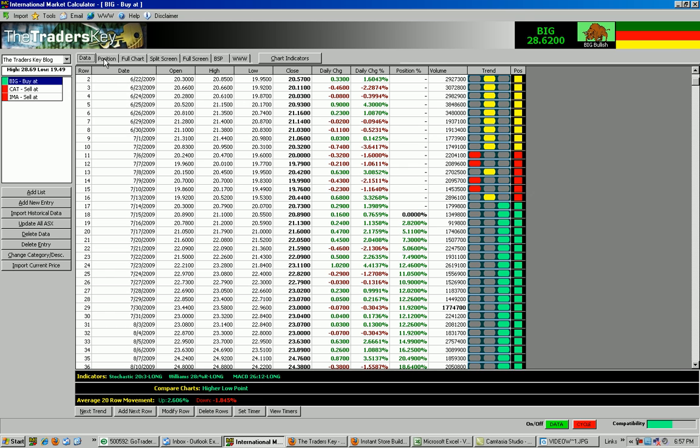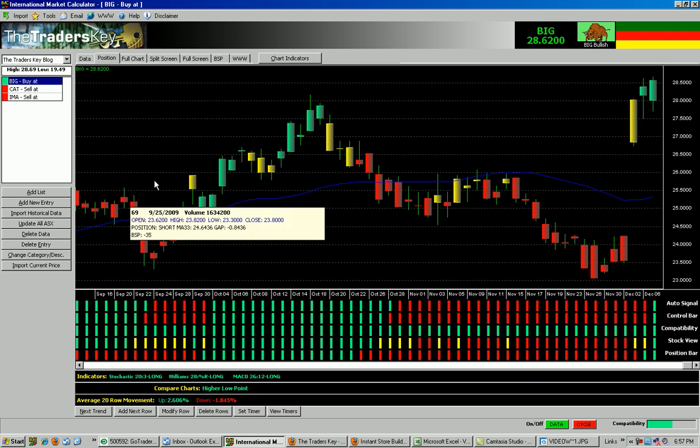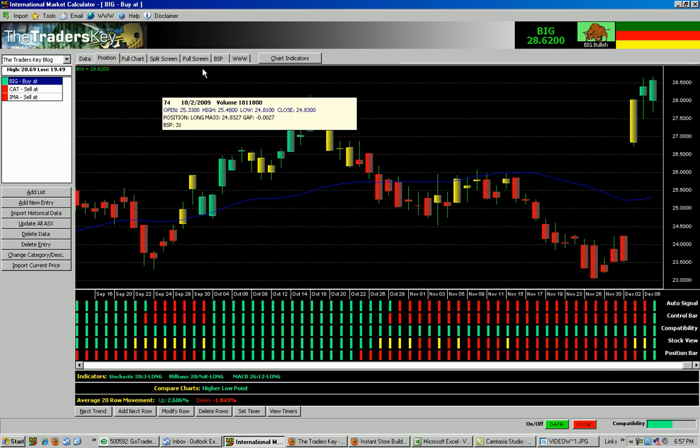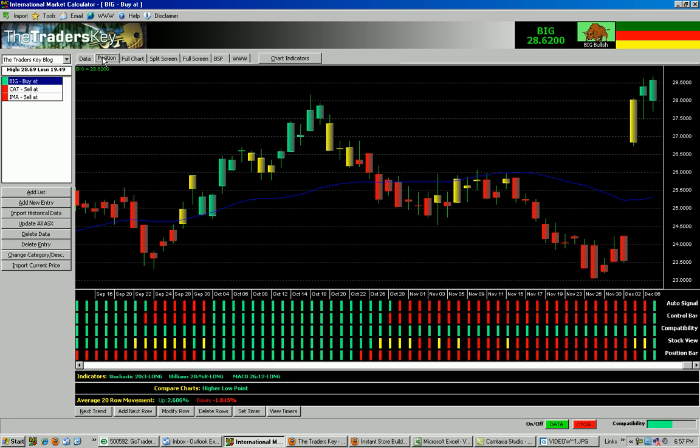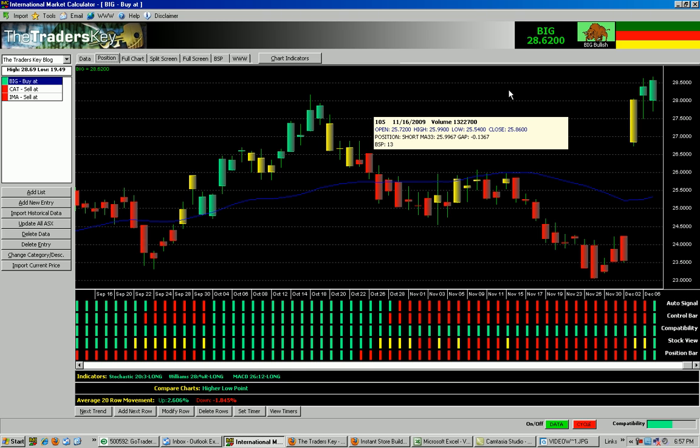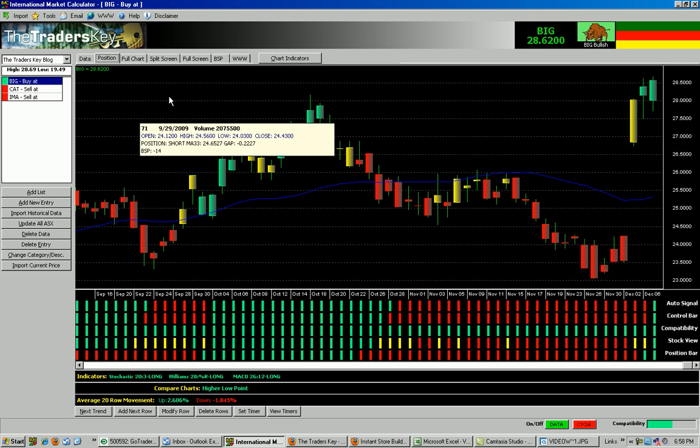Alright, we'll go along to the next one. It's just the position. All this does is drop the BSP off the top. Remember, the BSP is the histogram looking thing. You go to position, and all it does is drop off the BSP. Some people don't use the BSP, it's up to them. It just gives you a slightly bigger chart.